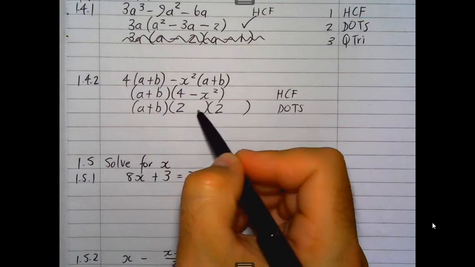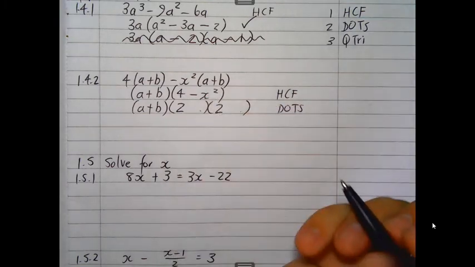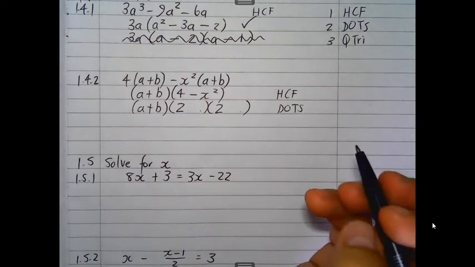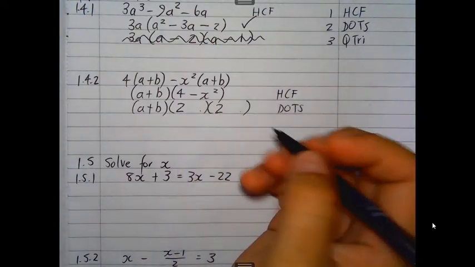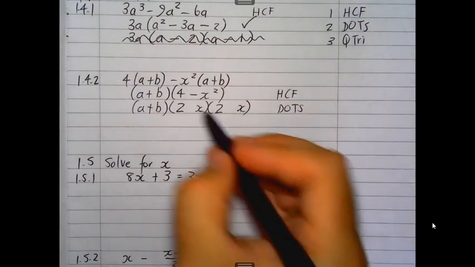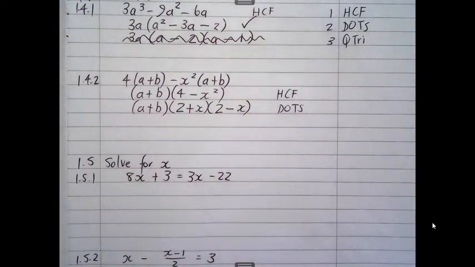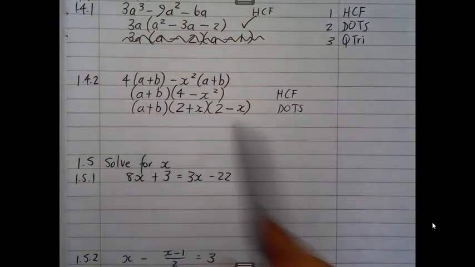What's the second piece of each bracket going to be? X squared. If I had to put x squared under a square root sign, in other words, what times what gives me x squared? X times x. And the signs with difference of 2 squares must always be opposite. One's a plus, one is a minus. Can I do anything else? No, I'm done. My final answer over there.